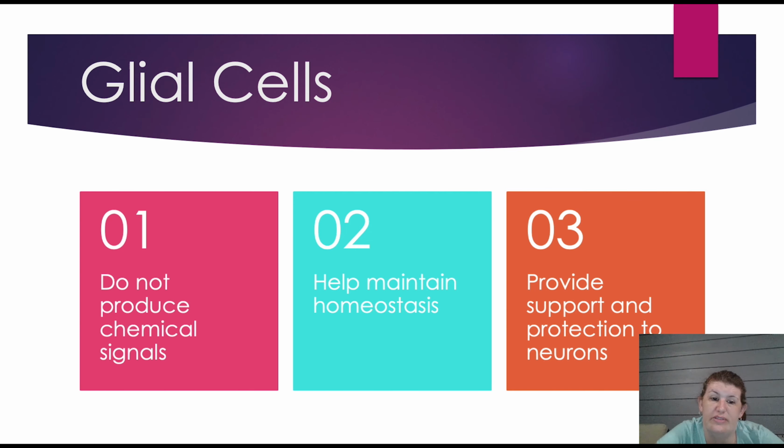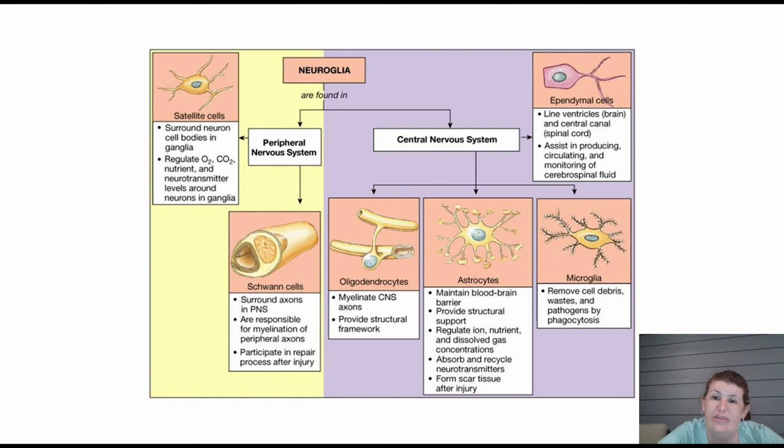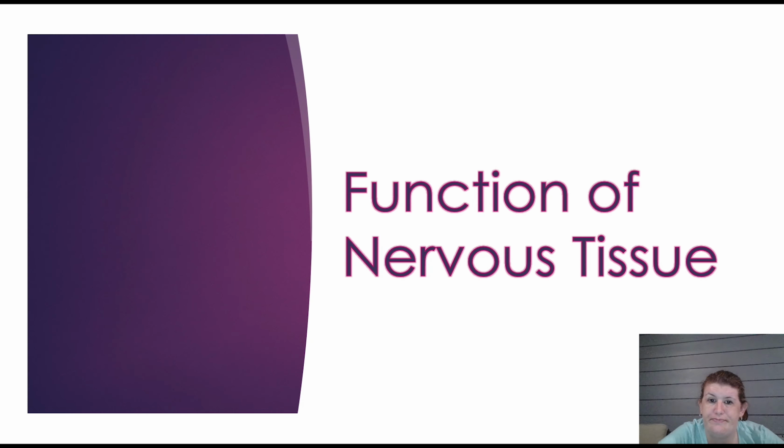Then we have glial cells. They do not produce chemical responses like the neurons do. They help maintain homeostasis in the body and provide support and protection to the neurons. There are different types of glial cells as well, satellite cells, Schwann cells, and astrocytes, and they all have different jobs.